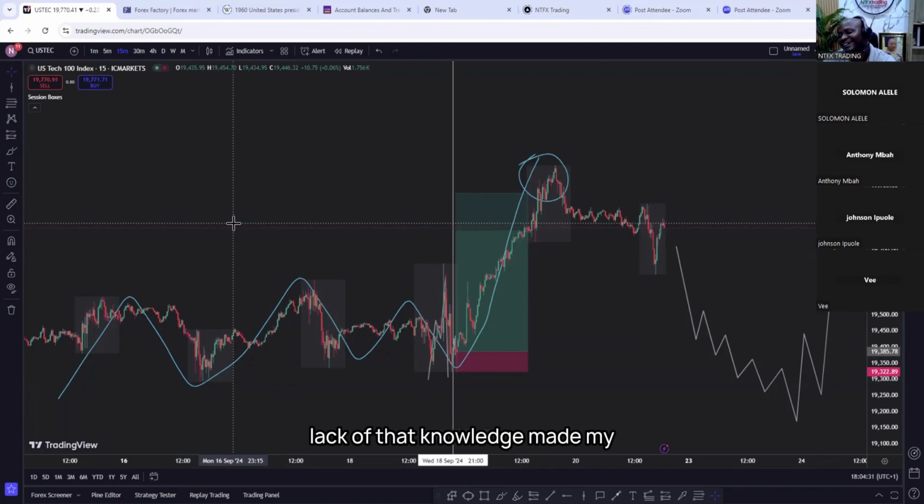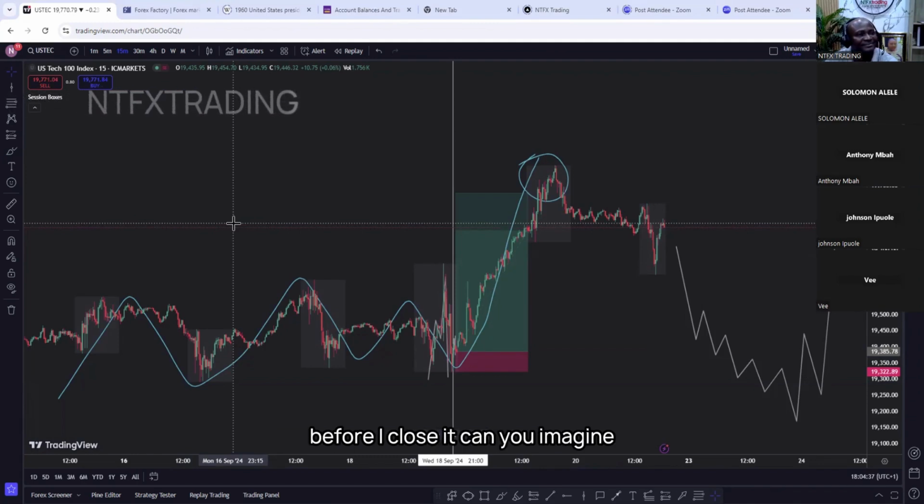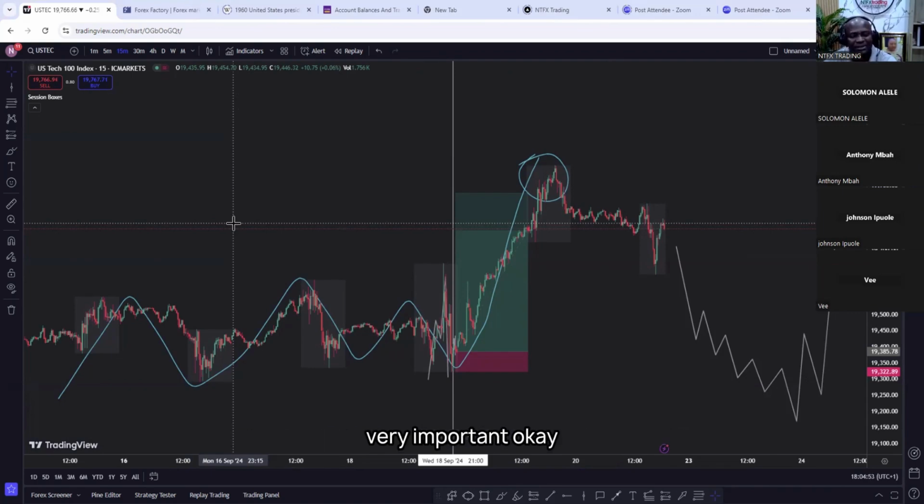Lack of that knowledge, I saw my profit drop from around 1,200 to 800 before I close it. Can you imagine? And this is what caused it. This push up too. So you must take cognizance of session liquidity. It's very, very important. Okay. All right. So any question, guys?